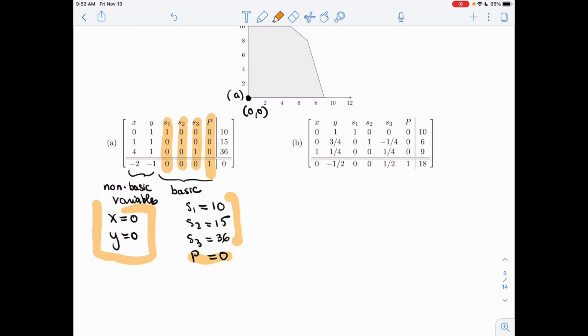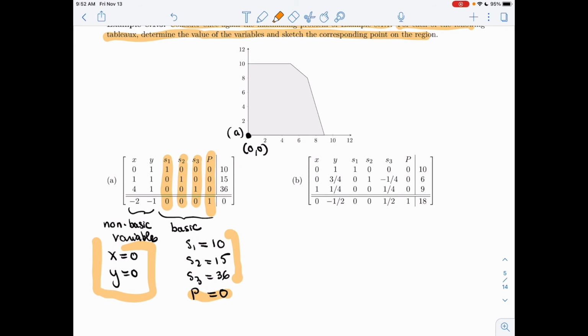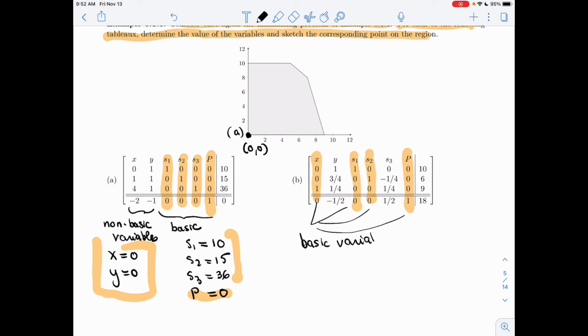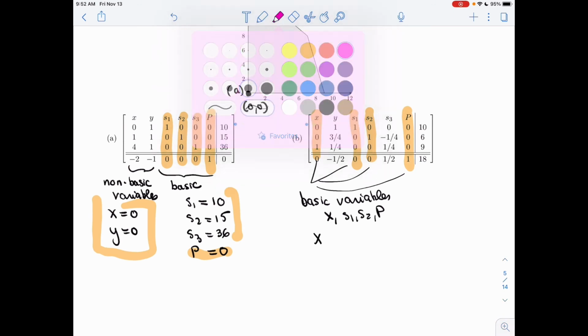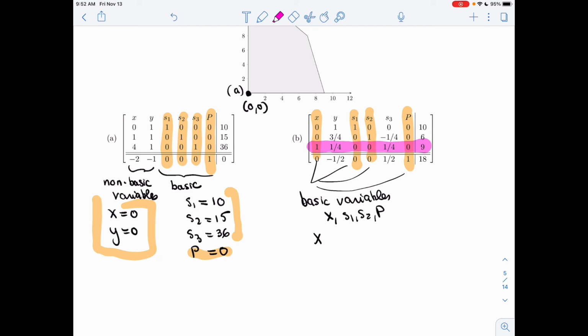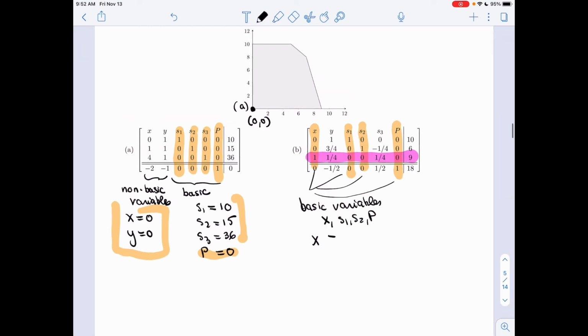All right, let's look at a different tableau. In this case, the leading or simplified columns are x, s1, s2, and p. So these will be the basic variables: x, s1, s2, and p. So these will take the value in the final column. So for example, to read the value of x, I'm going to look at its leading one in some sense, and I'm going to get 9.